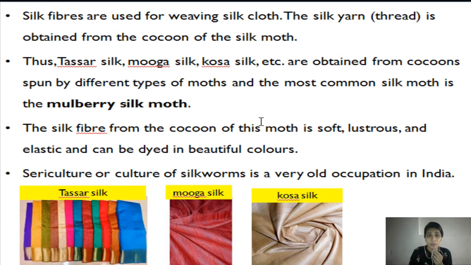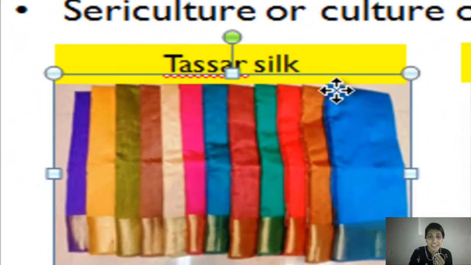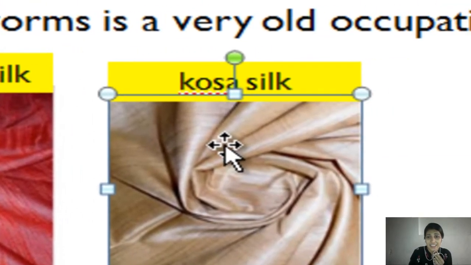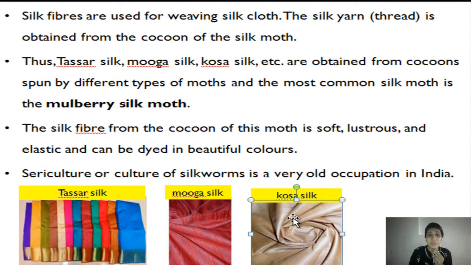The silk yarn is obtained from the cocoon of the silk moth. From the cocoon, the silk thread is obtained. There is a variety of silk moths which look very different from one another, and the silk yarn they yield is different in texture. That is, they are different in color. Some are smooth, some are shiny, etc. Thus, Tasar silk, Muga silk, Kosa silk, etc. are obtained from cocoons spun by different types of moths, and the most common silk moth is the mulberry silk moth. The silk fiber from the cocoon of this moth is soft, lustrous and elastic, and can be dyed into various different colors.